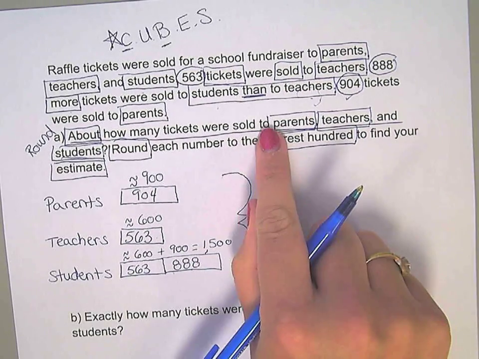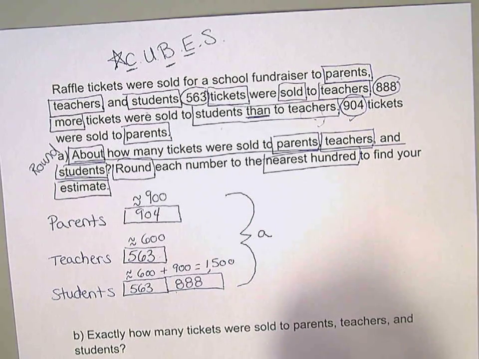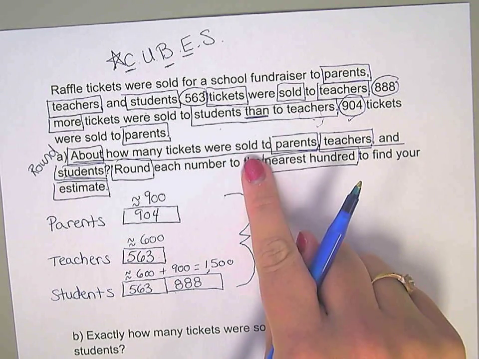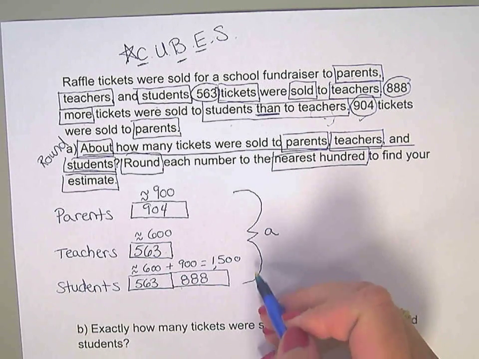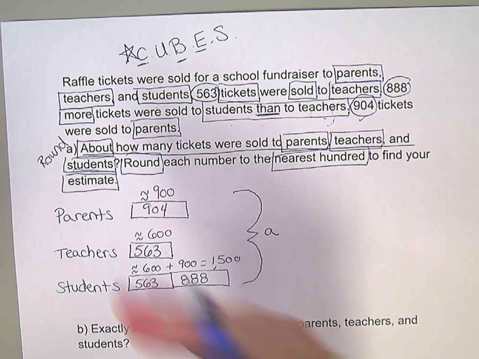Now, going back to my problem, I need to evaluate what I do. If I'm trying to figure out how many tickets were sold to parents, teachers, and students, that means I want to know all of it together. That means adding.